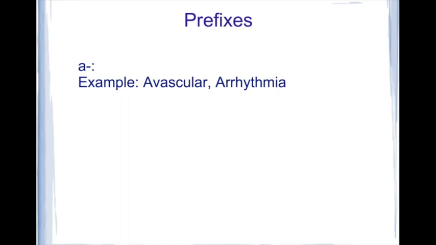Does it have blood flow? If our heart has arrhythmia, does it have rhythm? No, it doesn't. Without. A means without. So avascular, without blood flow. Arrhythmia, without rhythm.